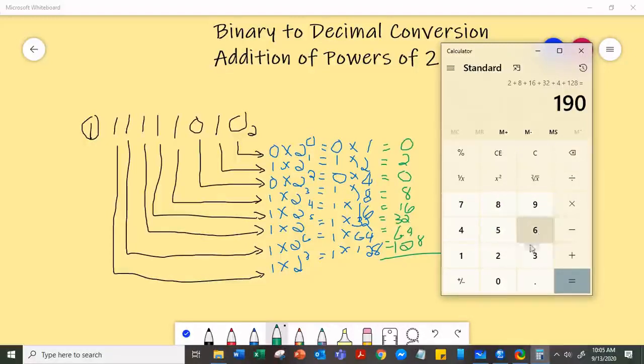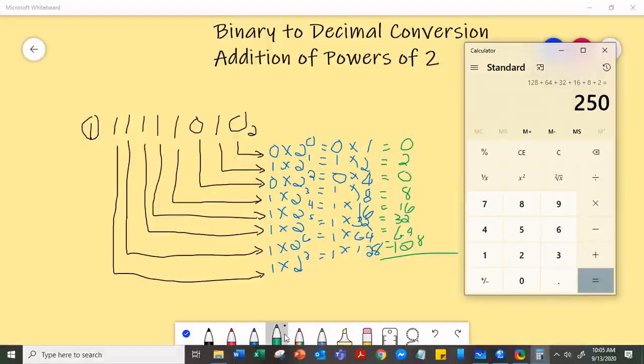190. That can't be right. Just go ahead and check. Sorry. So 1, 2, 8. So 1, 2, 4, 8, 16, 32, 64, 128. So let me just do 128 plus 64 plus 32 plus 16 plus 8 plus 2. Okay. Might have missed a number there a while ago.